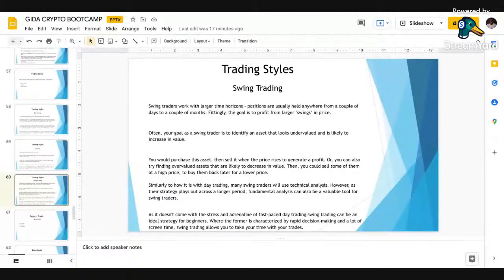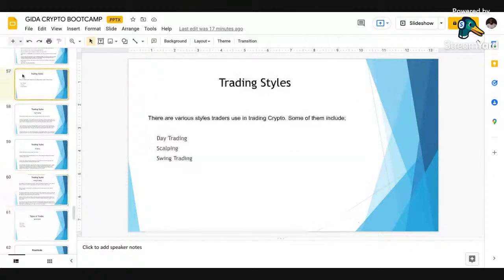So these are the basic and the major types of trading styles. We've got the day trading, we've got the scalping, and then we've got the swing trading. Do you understand? I want you to indicate in the comment section now, from what I've explained, what type of trading style you have been using, if you've been trading crypto before now.